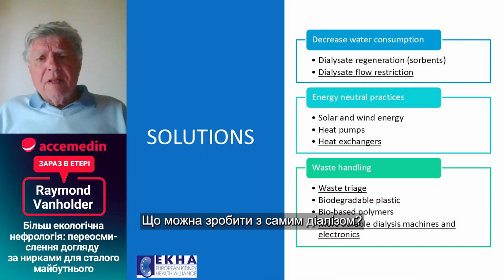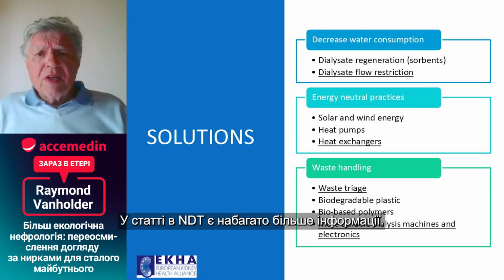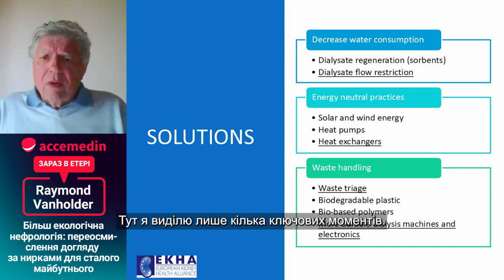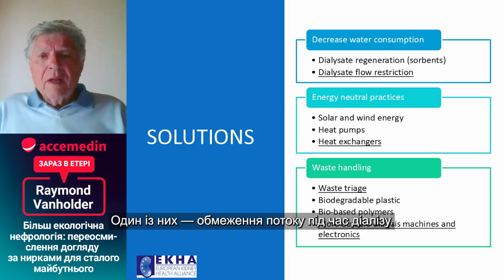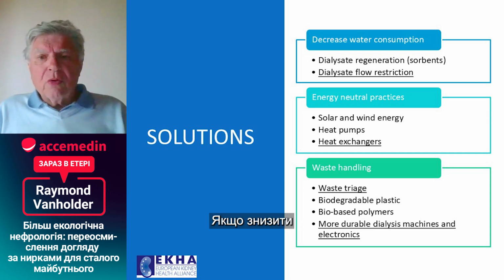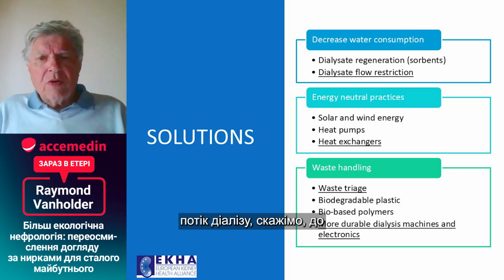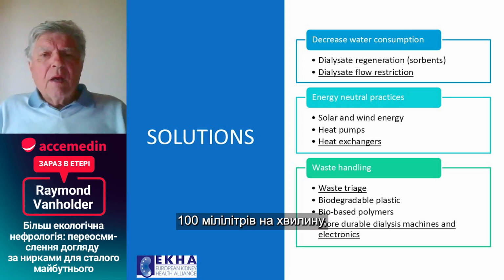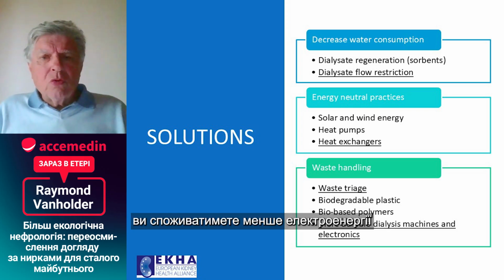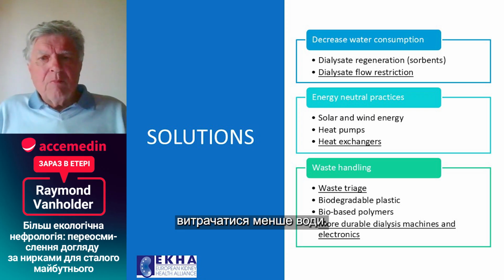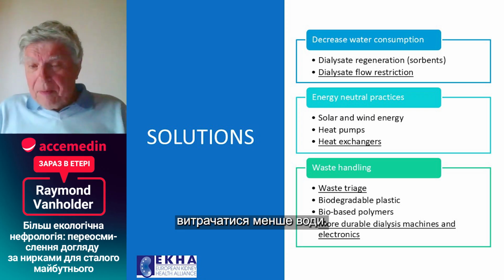Well, the paper in NDT contains much more information. I will highlight here only a few things. One is dialysis flow restriction. If you go down for dialysis flow by, say, 100 milliliters per minute, then you will consume less electricity to warm the water, and also less electricity for the pumps, and there will be less water spent.